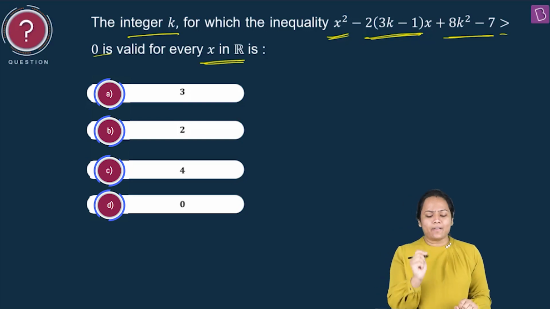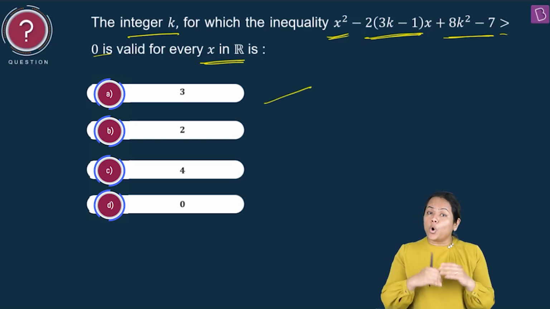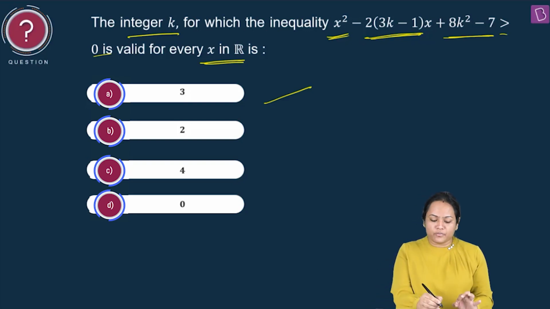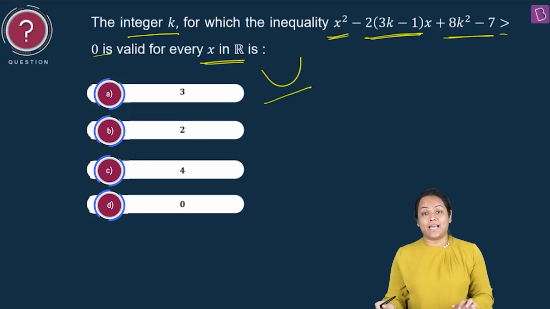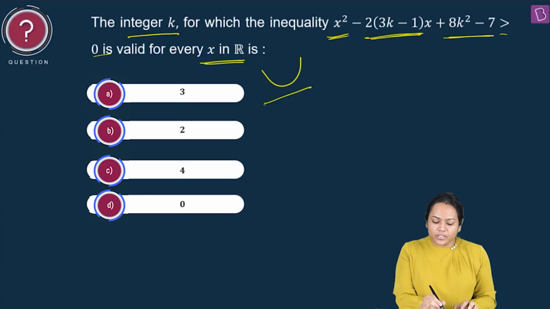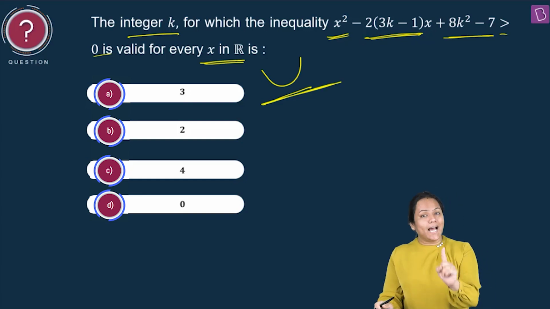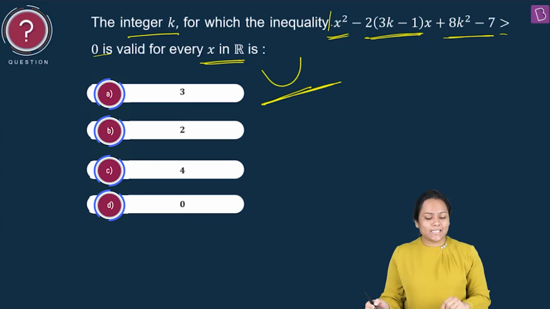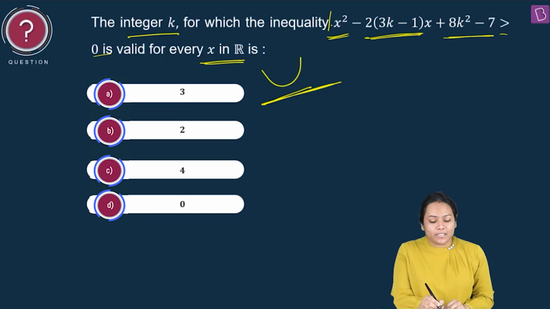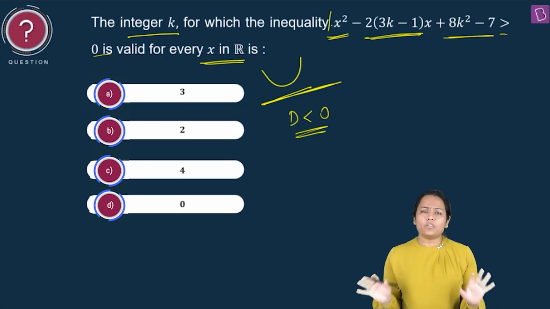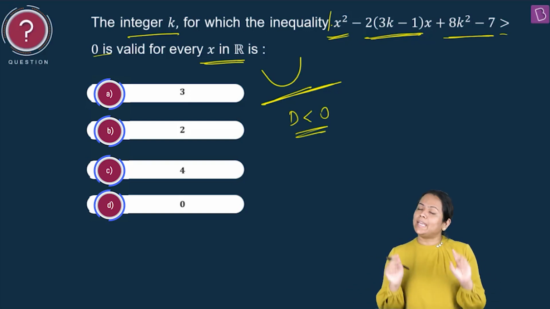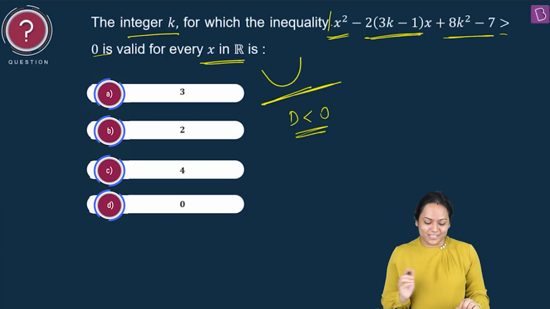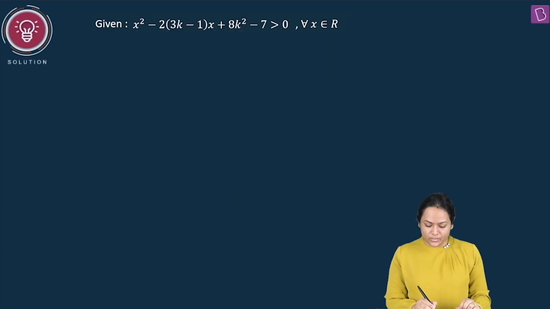That means I have a quadratic which is always positive. So the graph of the quadratic has to be above the x-axis, isn't it? If the graph is above the x-axis, then definitely my coefficient of x square, which is 1 in this case, is positive. Another condition is that D is less than 0. This is what you have to apply here. Solve for k and then you can directly mark the answer. So let's start with the solution part.